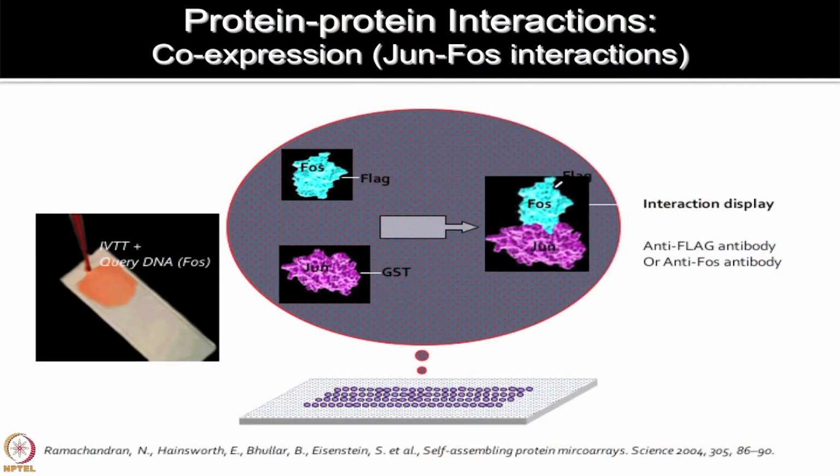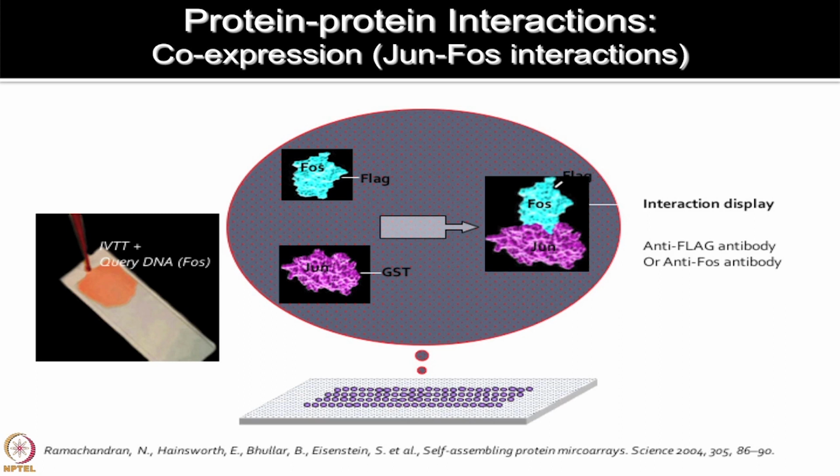So, when you are mixing the IVT on the chip to express the protein of interest, at that time you are adding the DNA of the Fos. The only thing you have to keep in mind is that if you are looking at protein-protein interaction using co-expression, then your query protein should have a different type of tag. In this case, the Fos protein has a FLAG tag, whereas everything else which is printed on the chip has the GST tag.